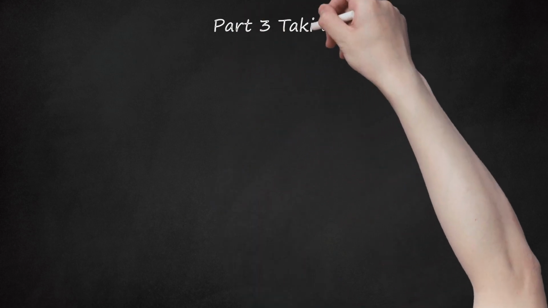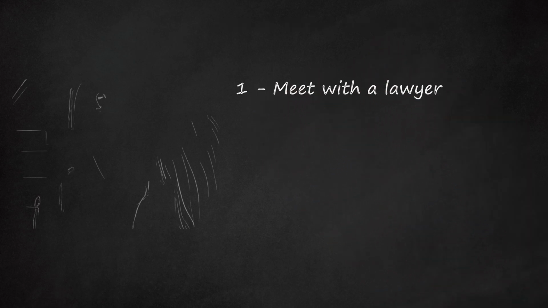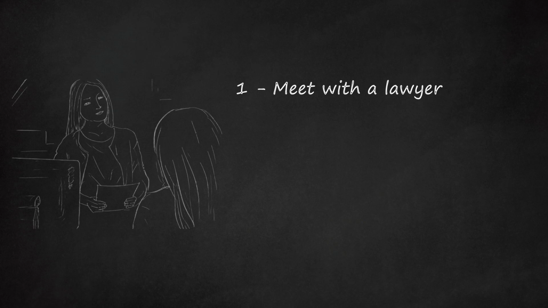Part 3: Taking next steps. 1. Meet with a lawyer. Each city or county has its own rules on what you can do if your apartment isn't habitable. You must strictly follow these rules.